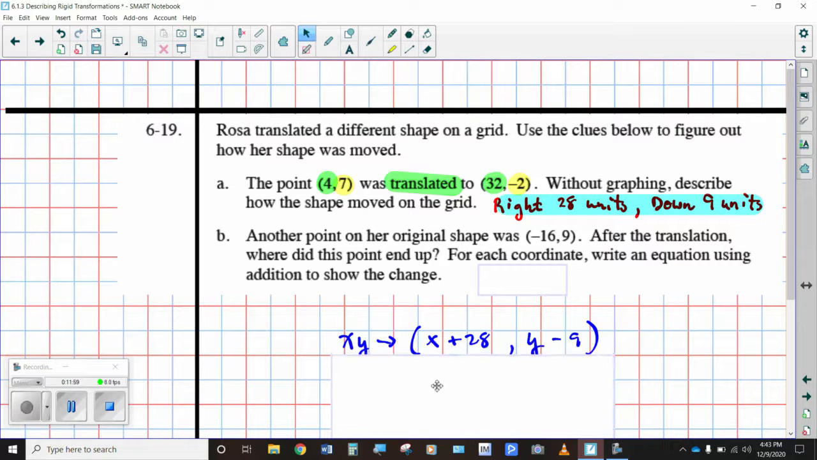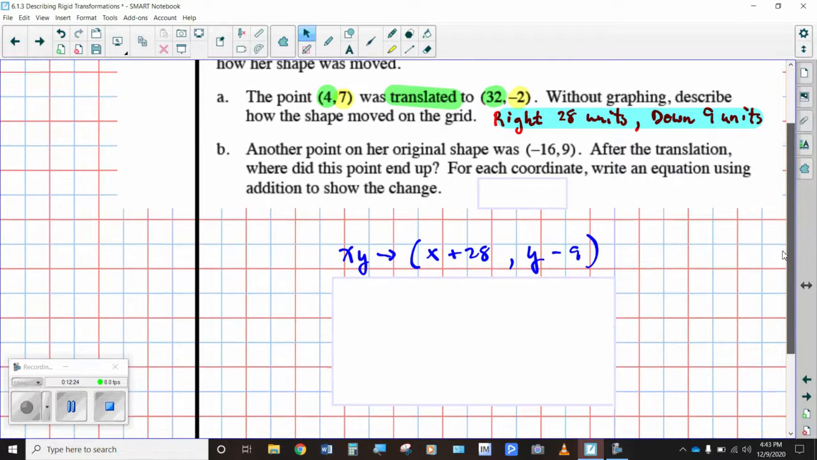Okay, so just to make it clear, this would be the coordinate notation, right? Every single point on this shape is moving to the right 28 units. So the x value will be plus 28, and it's going down 9 units. So the y value will decrease by 9. Okay? Take a couple more seconds to think about that and see if you got the right coordinate. I'll pause again.